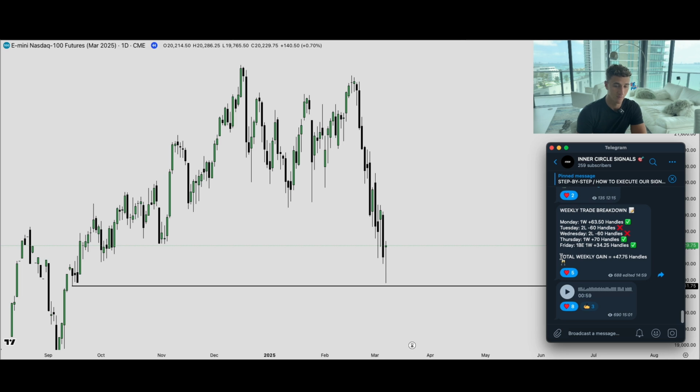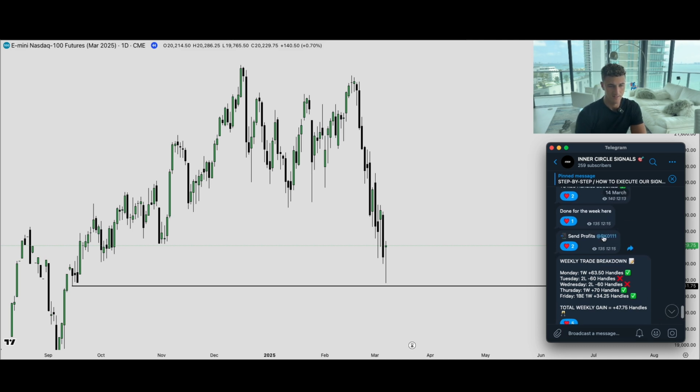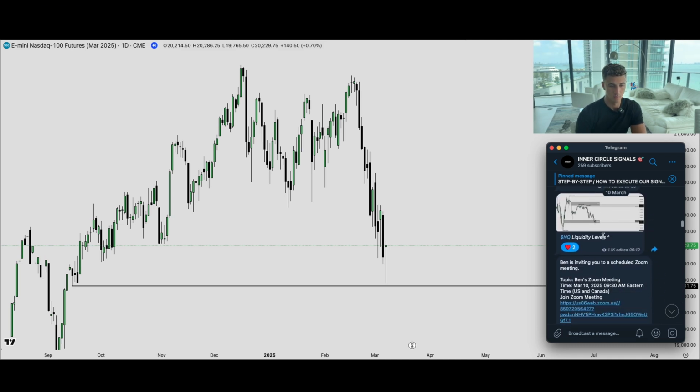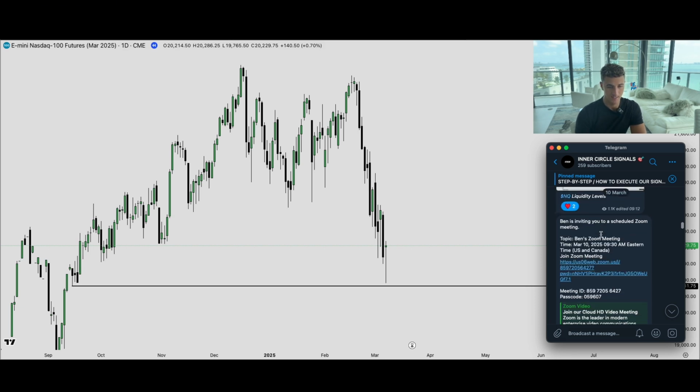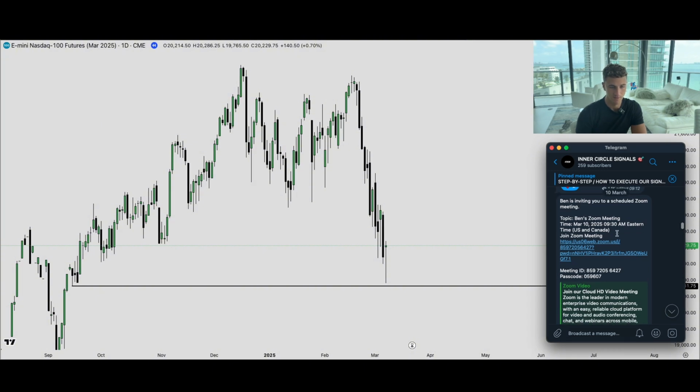We've had way bigger weeks, but the price action has been slightly tricky recently, and it's been a very slow start to the month of March, guys. January and February was very profitable for us, but the month of March has been very slow, but it's starting to pick up again. But anyways, let's get straight into it. So Monday morning, as you can see, I always send out liquidity levels for the NASDAQ, which obviously is the asset that I am trading. And then you get an invite to a Zoom meeting where you can watch me trade live.